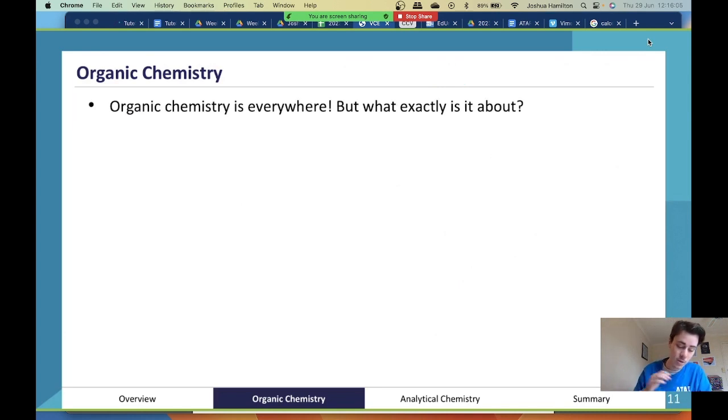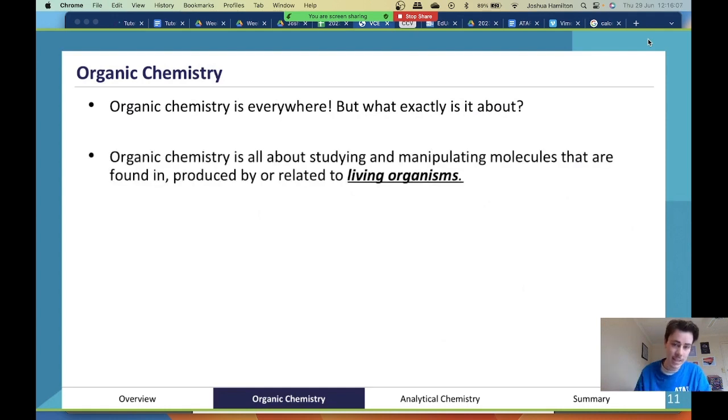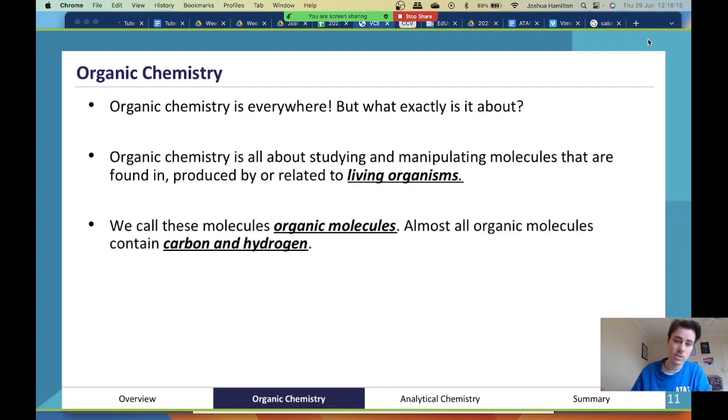So organic chem is everywhere. What exactly is it? Organic chem is just the study of manipulation of molecules that are found in, produced by, or related to living organisms. So we call these molecules organic molecules. Almost all organic molecules contain carbon and hydrogen.